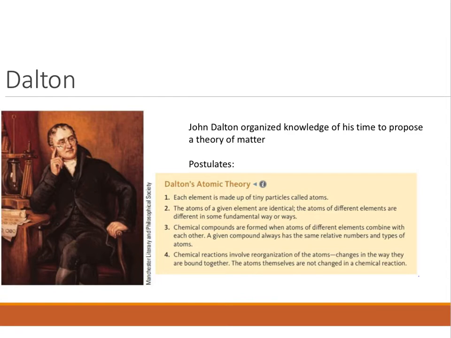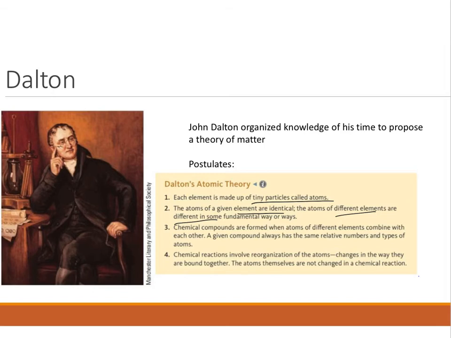But Dalton's atomic theory, basically he took all the time to organize the knowledge and propose a theory. And he said that each element is made up of tiny particles called atoms. Okay, so he took Democritus's atomos and restated that. And then the important thing is he stated that atoms of a given element are identical, and that atoms of different elements are different than each other. And that's really important, because that means that each atom of hydrogen is going to be identical to every other atom of hydrogen.